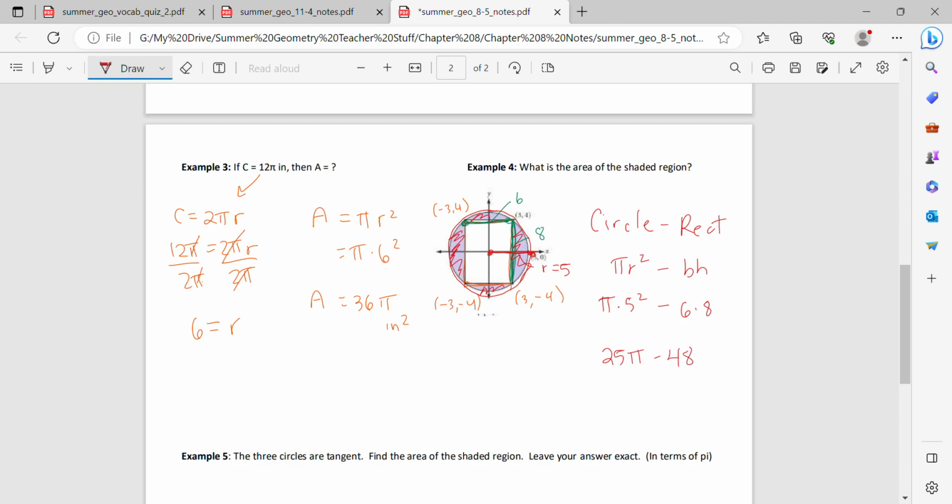I could punch in 25 pi minus 48 in my calculator. The other thing is I don't want you to think that this is a negative number. Remember, this is 25 times something bigger than 3. So this is like 75. So this is going to be a positive number. Don't be tempted to think that 25 pi is actually smaller than 48. This area will not be negative. It is a positive value, but we just want to leave it exact.